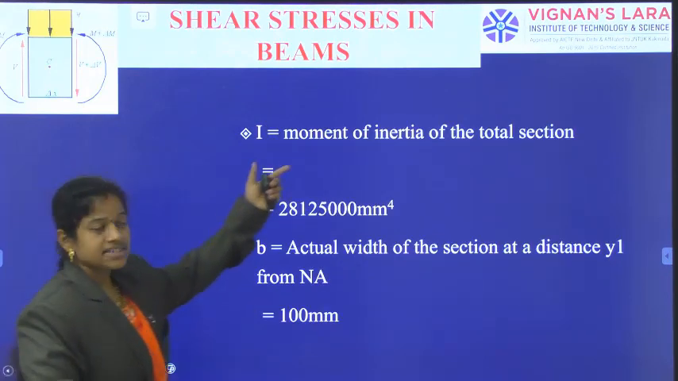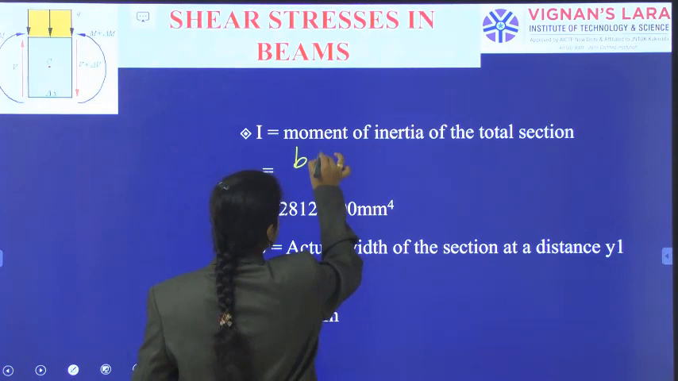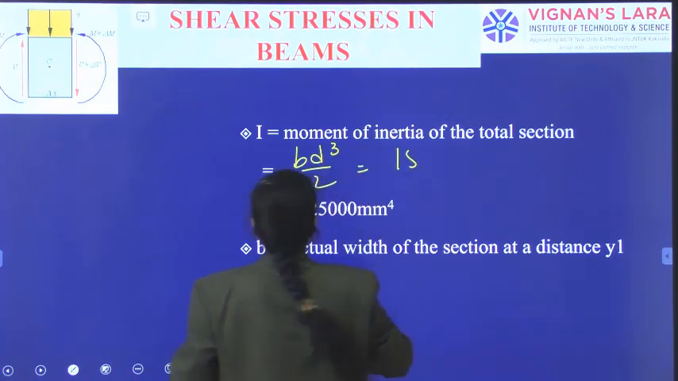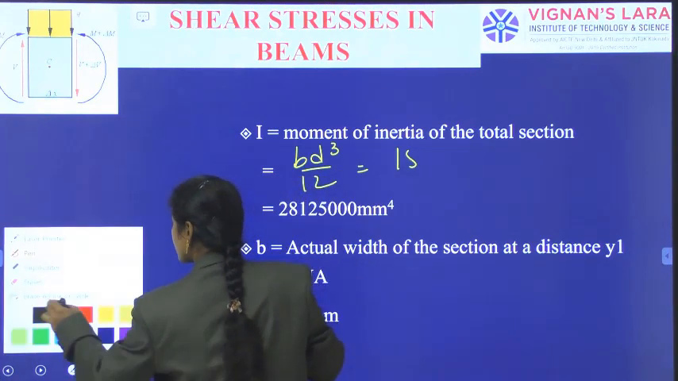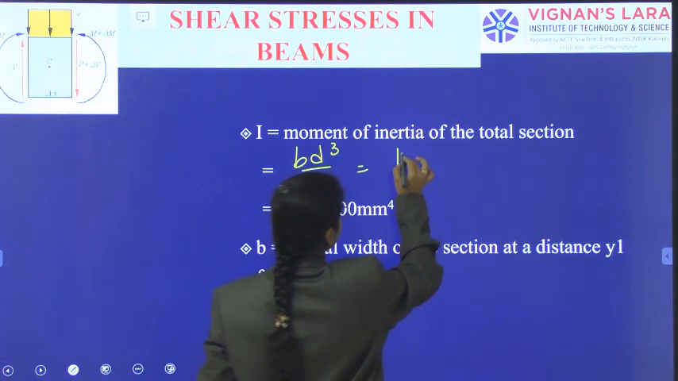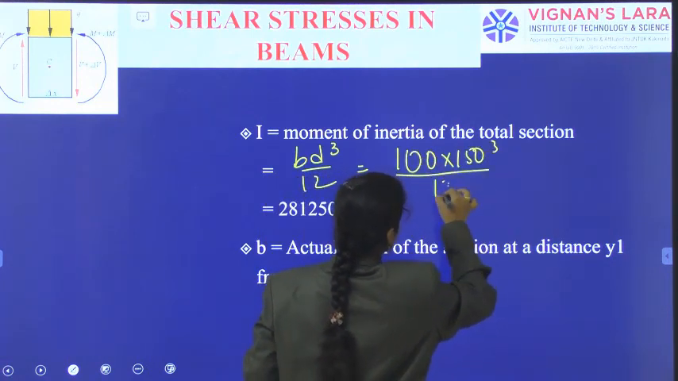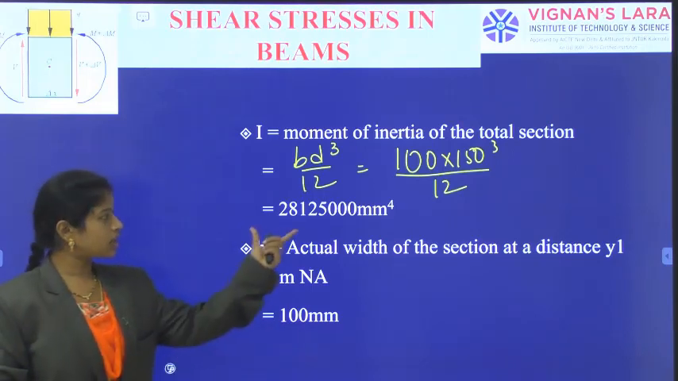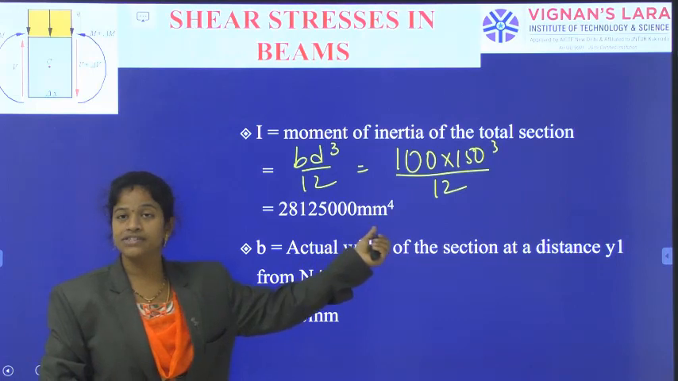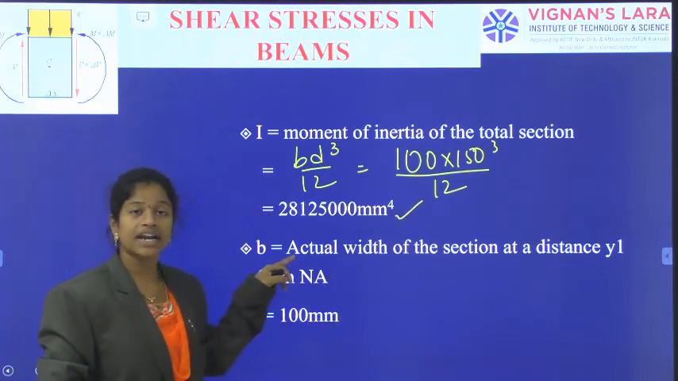And then the next calculation is I, the moment of inertia of the section. As it is a rectangular section, the formula is B D cube by 12, which is 100 mm into 150 cube divided by 12. We have got the moment of inertia of the section as 2812500 mm to the power 4.